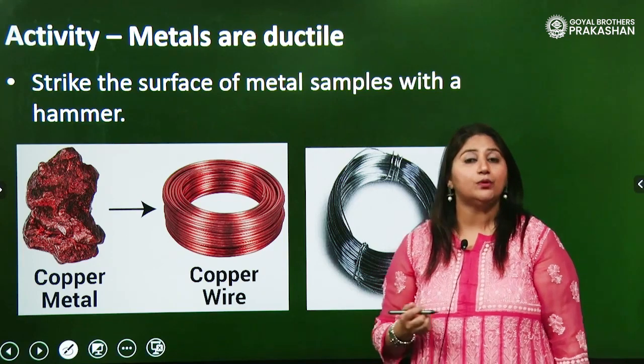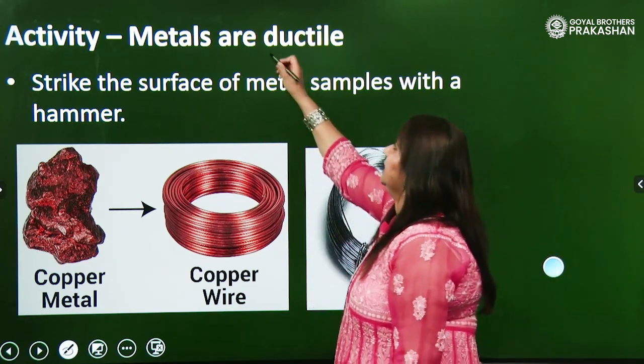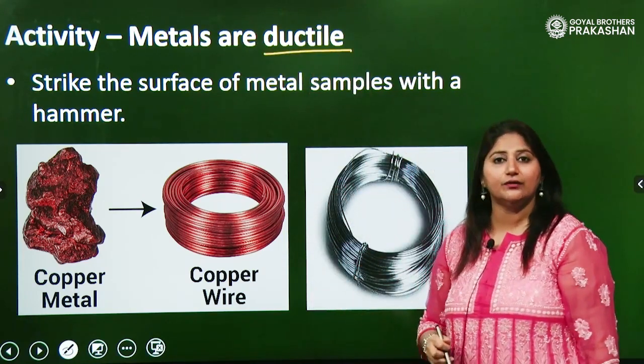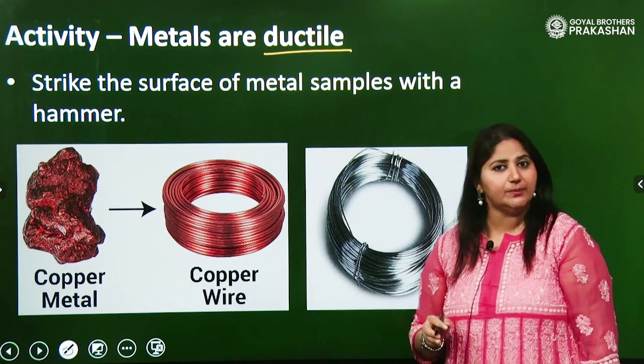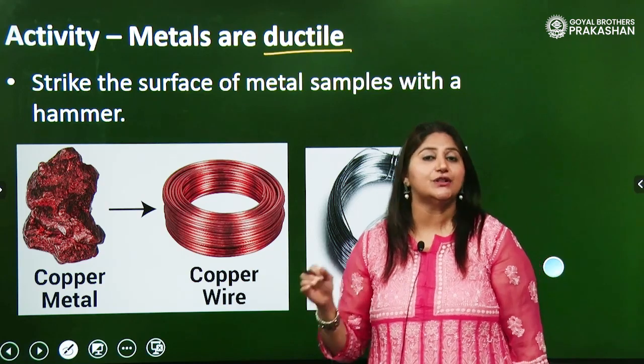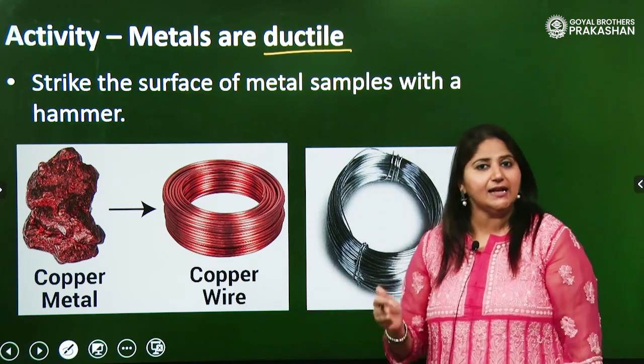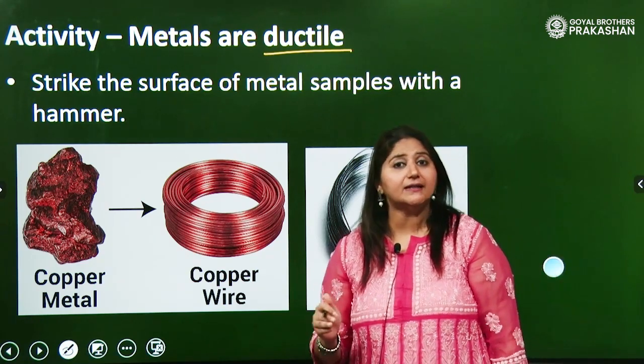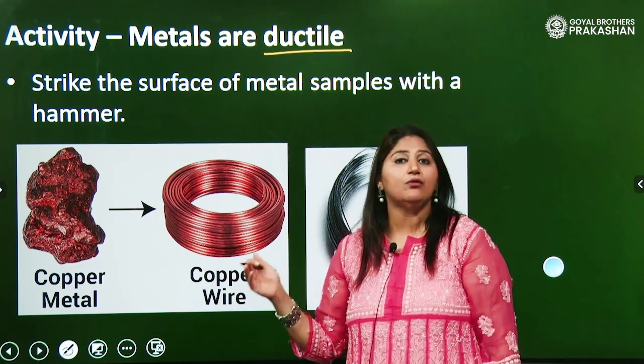The activity will prove that metals are ductile. What is the meaning of ductile, children? Ductile is the property by which we can convert any metal into thin sheets. So, ductile is the property in which metals can be drawn into thin wires.